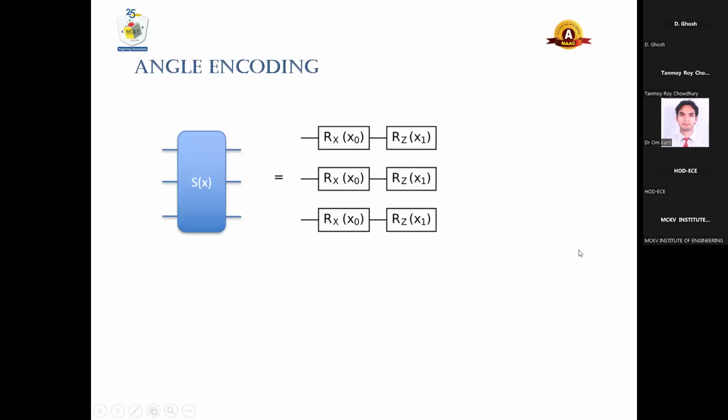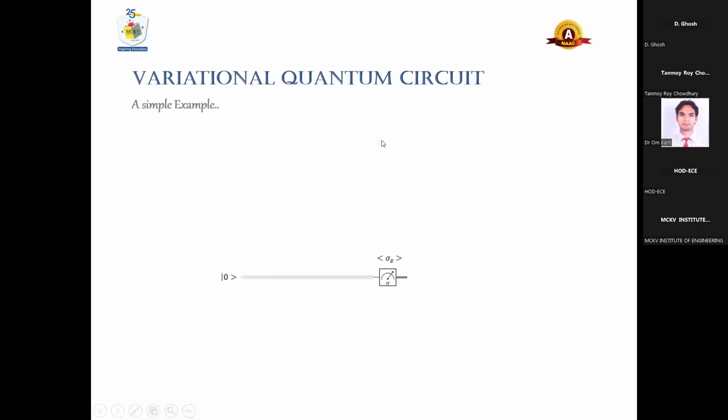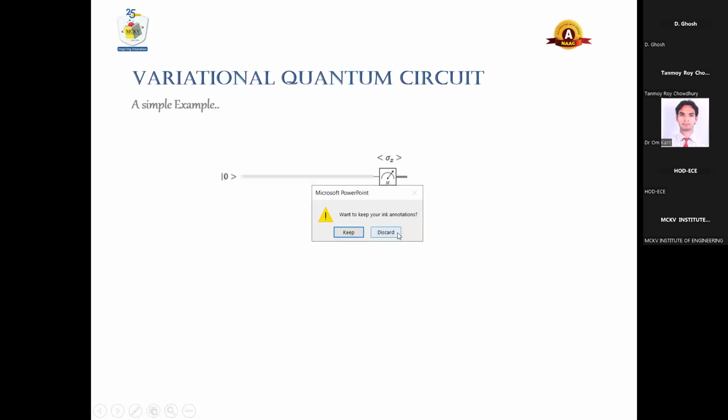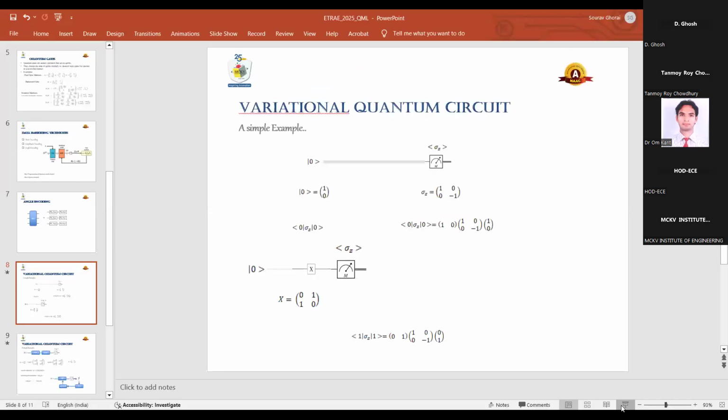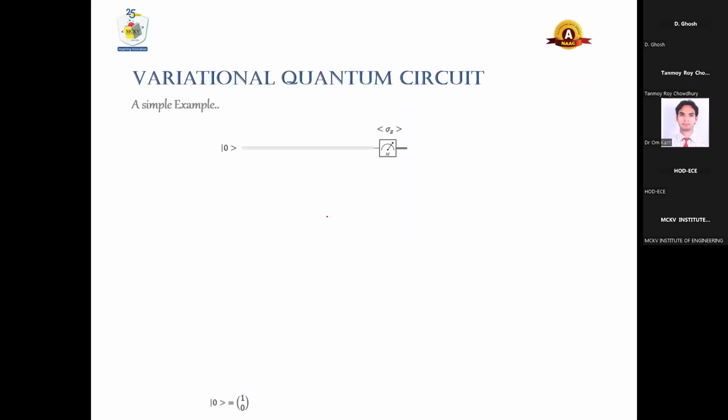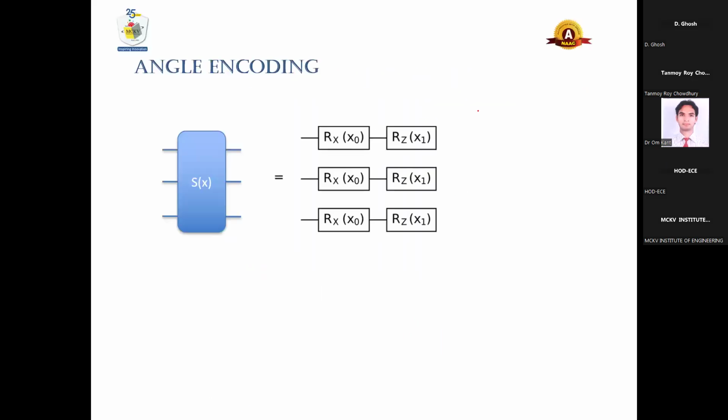Now, if you have the next data point, look at this. This is the first data point. You have three features. This is your X naught. X naught has three features: X naught 1, X naught 2, and X naught 3.